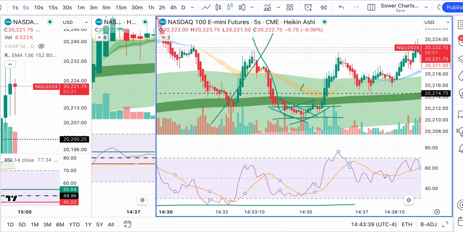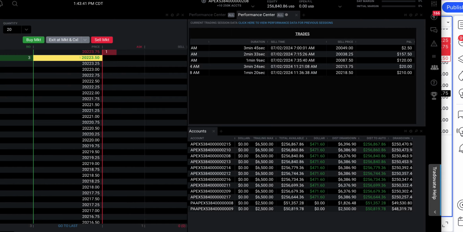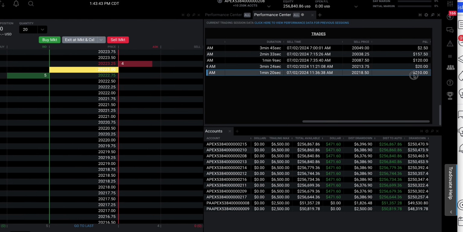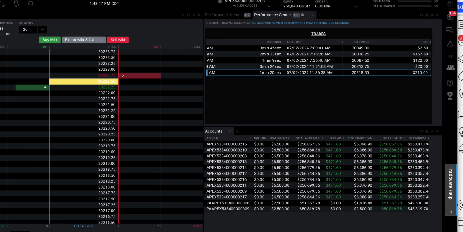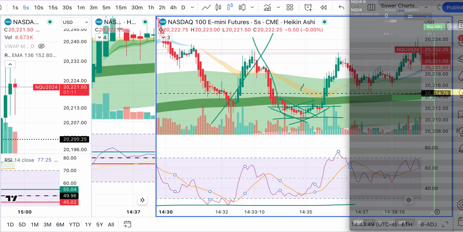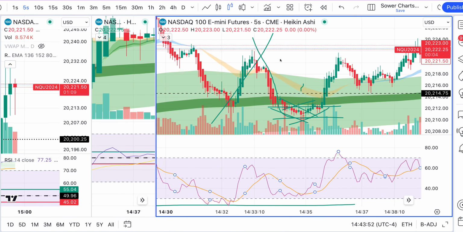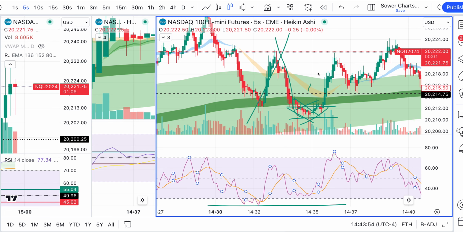That one, I just made another 2100. So on that trade, for the day, almost 5K. That's not too bad considering they were just little scalps off the 5-second chart using divergence. Very simple divergence patterns.